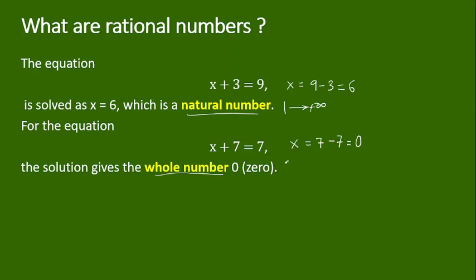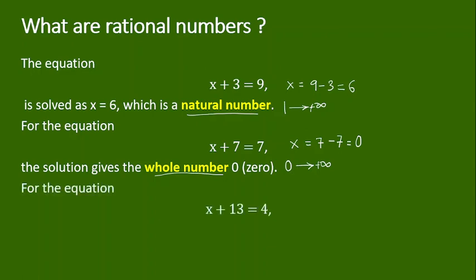Whole numbers start from 0 and vary up to plus infinity. So you can see that natural numbers are part of whole numbers, because natural numbers vary from 1 to infinity and whole numbers vary from 0 to infinity. So natural numbers are part of whole numbers.